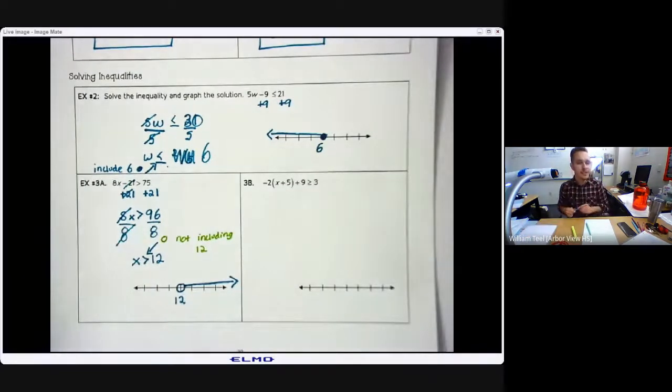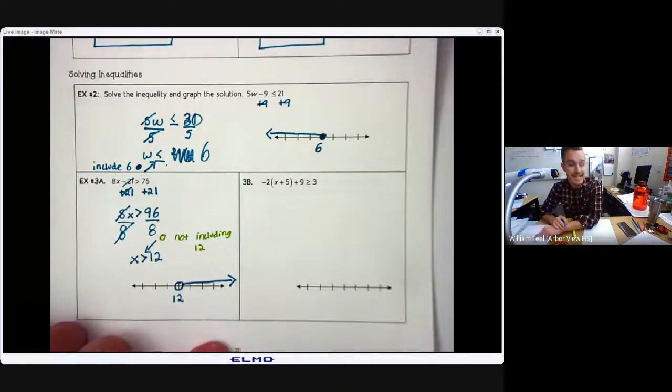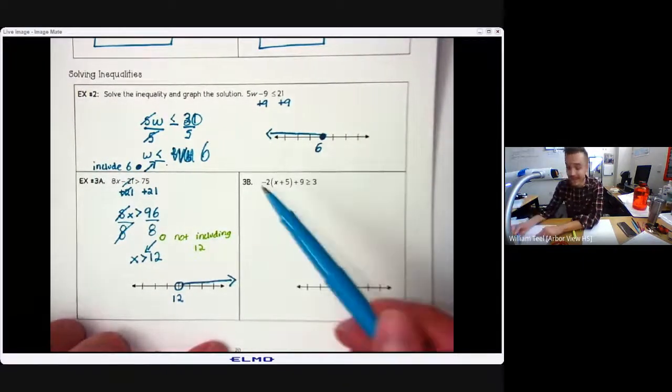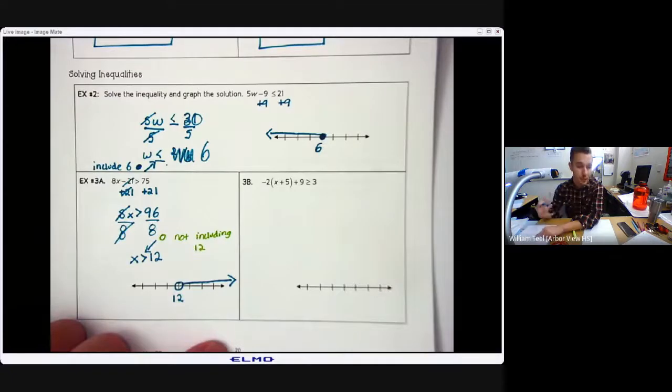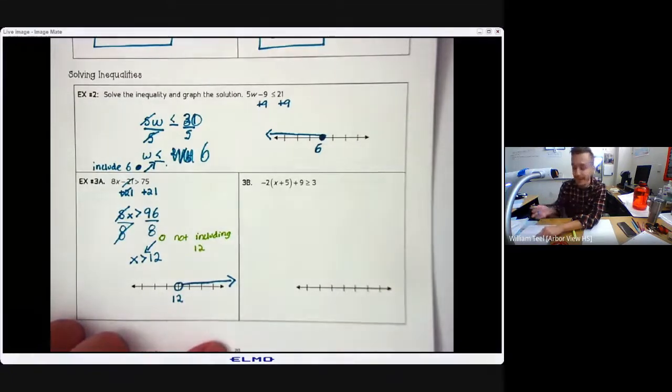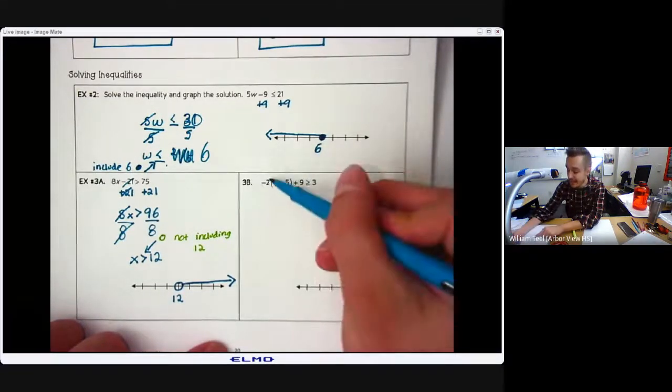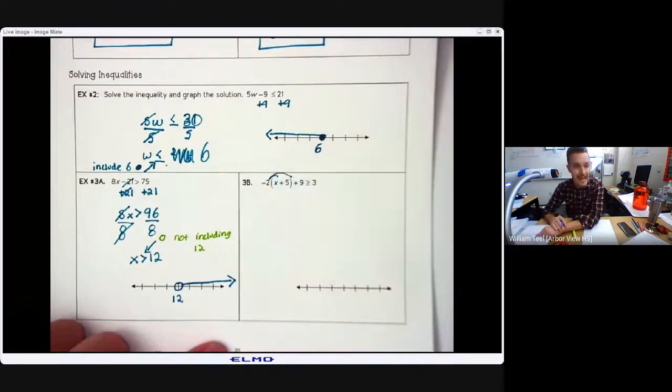We have -2 times quantity x plus 5, plus 9 is greater than or equal to 3. Now, here's the deal with this one. The first thing we want to do is we always want to take care of the parentheses that we see in the expression. Our end goal is, of course, to get x by itself, but in order to do so, we have to get it out of the parentheses. So what we're going to do is distribute this -2 to both terms inside.